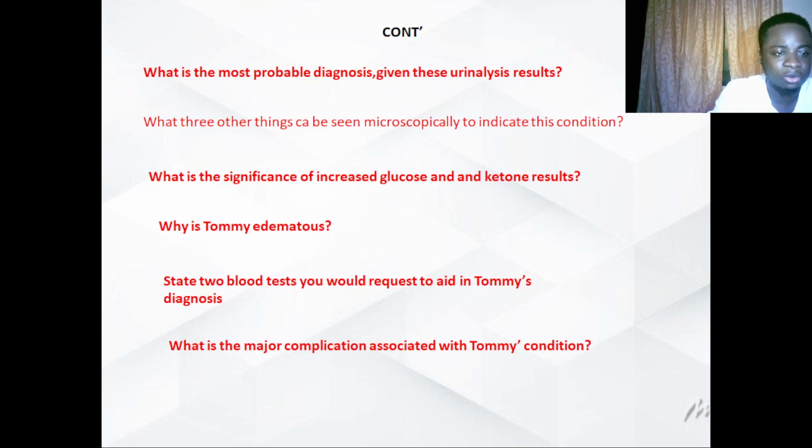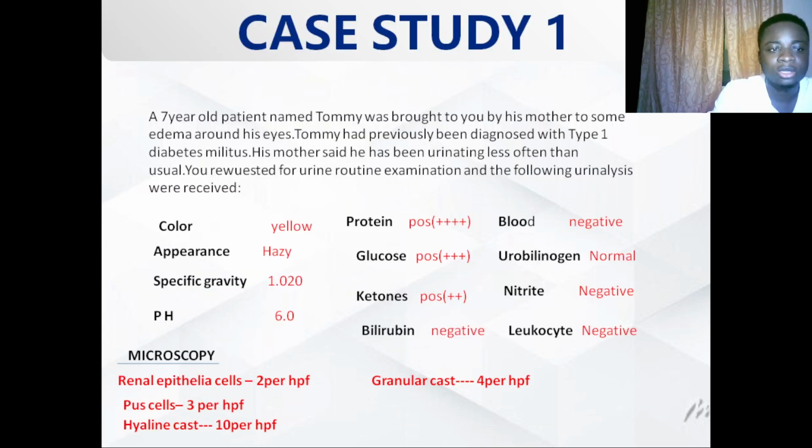Another question is, why is Tummy edematous? If you read, Tummy was brought to you by his mother with edema around his eyes. This supports the fact that Tummy has renal disease. Because in normal circumstances, proteins or albumin are in the blood. Albumin maintains oncotic pressure, so that fluid will not move out or come in. There is a balance between oncotic pressure and hydrostatic pressure.